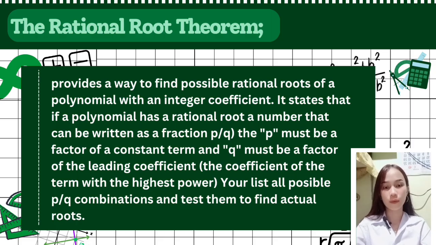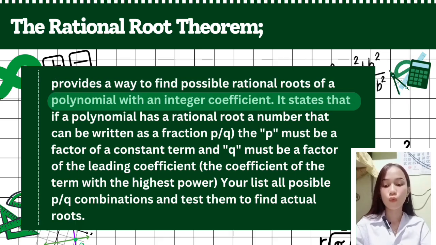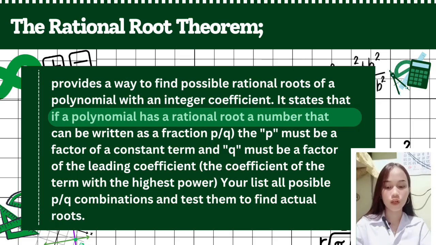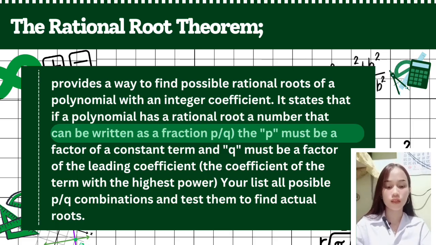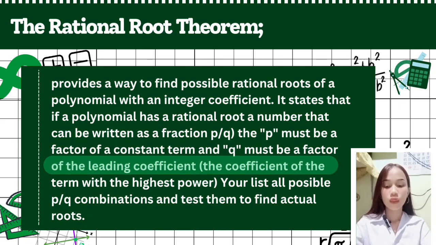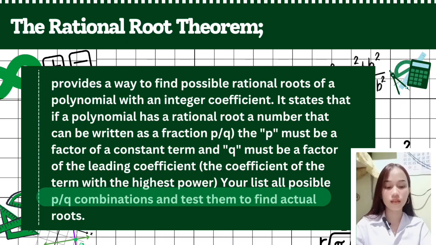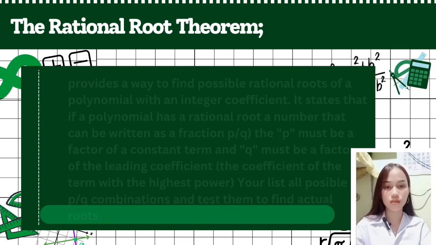So, the rational root theorem provides a way to find possible rational roots of a polynomial with integer coefficients. It states that if a polynomial has a rational root, a number that can be written as a fraction p over q, then p must be a factor of the constant term, and q must be a factor of the leading coefficient, the coefficient of the term with the highest power. You list all possible p and q combinations and test them to find actual roots.